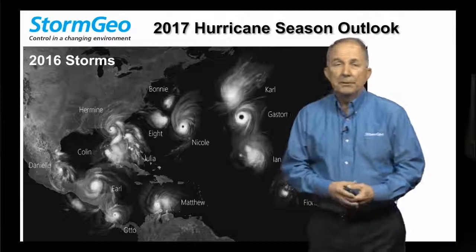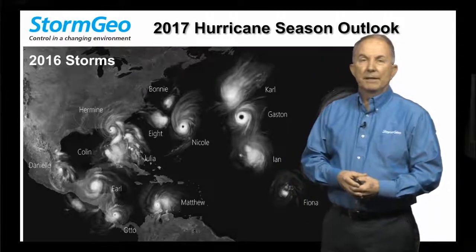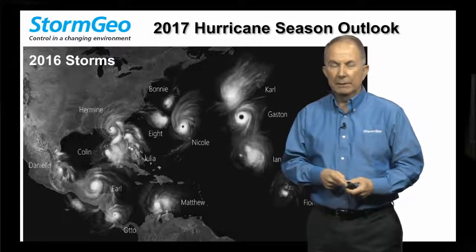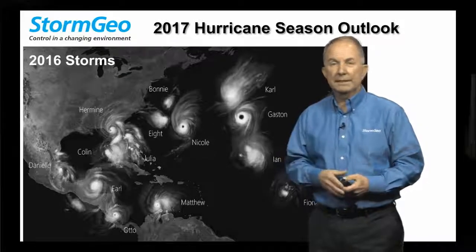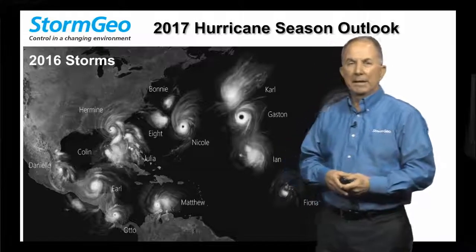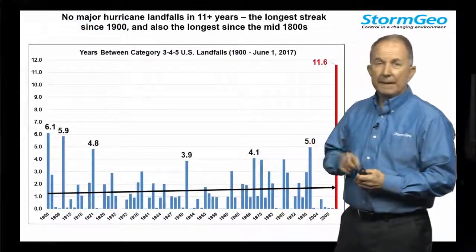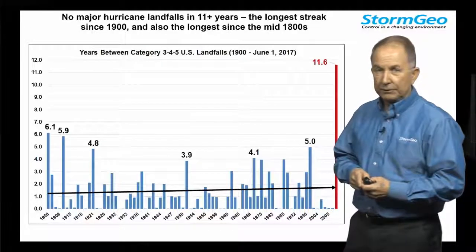Hello, I'm StormGeo meteorologist Chris Hebert with the April edition of our 2017 hurricane season outlook. Now, before we get into the outlook, I want to talk a little bit about some historical activity and a little bit about what happened last year. First of all, it's been quite a long period of time since the last time a Category 3 or greater hurricane struck the United States coastline.